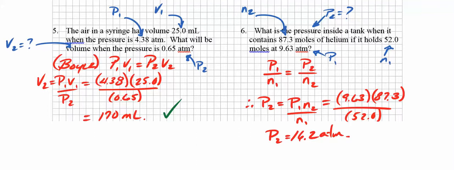We're going to be using P1 over N1 is equal to P2 over N2. Let's solve for P2. P2 is equal to P1 N2 divided by N1, and now let's plug in. 9.63 times 87.3 divided by 52.0. So P2 then is going to be equal to 16.2 atmospheres. That does it for number 6, and that does it for this worksheet.